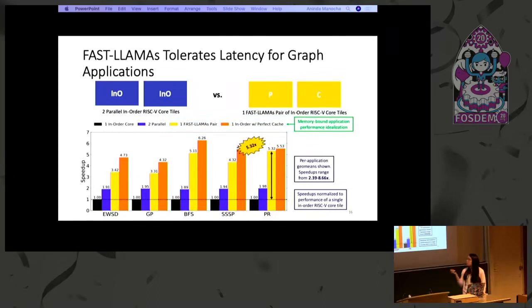Looking at Fast Llamas compared to our baseline performance, which is that of a single in-order core tile, we see up to a 5.32x performance improvement here. But when we looked at individual application input combinations, we saw up to an 8.66x speedup.